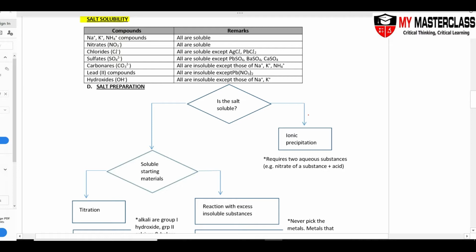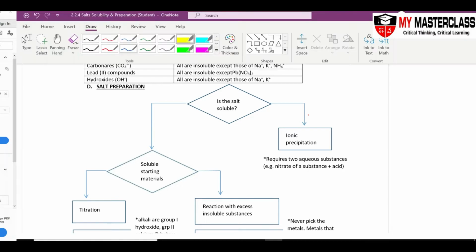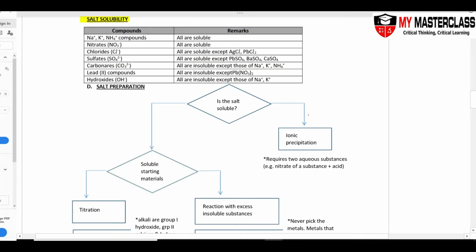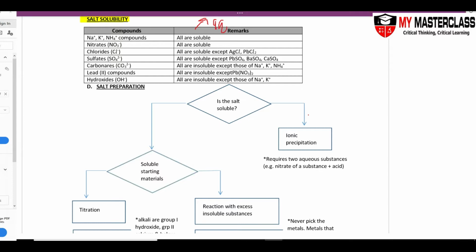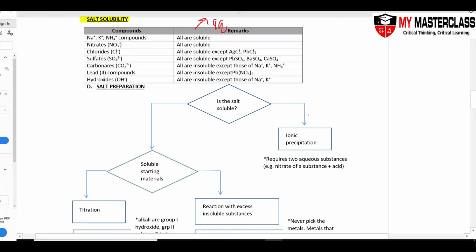So for salts which are insoluble, we always write solid. And for salts which are soluble, our state symbol will be aqueous. Okay, and this solubility will affect how we ultimately prepare these salts in the lab moving forward.